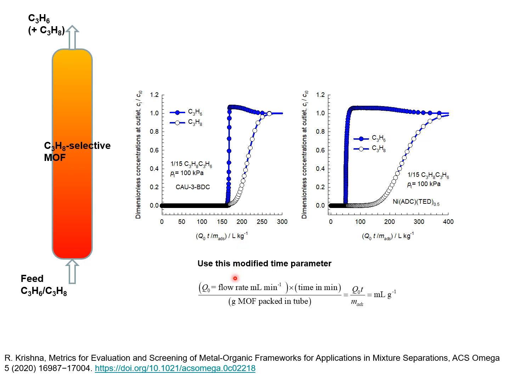In any event, we may perform transient breakthrough simulations to compare the separation performances of two different MOFs by conducting these simulations at identical conditions. In this case, the conditions chosen are 3 milliliters per minute as the flow rate of the inlet feed mixture.